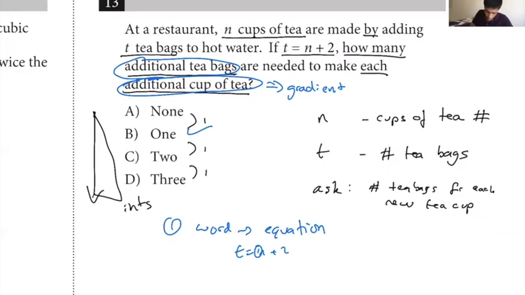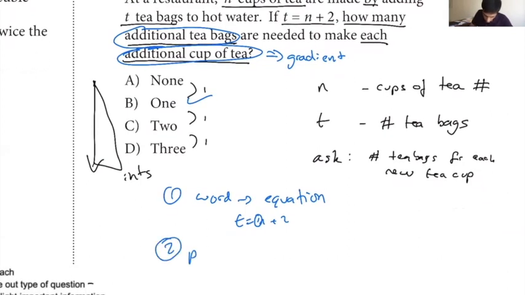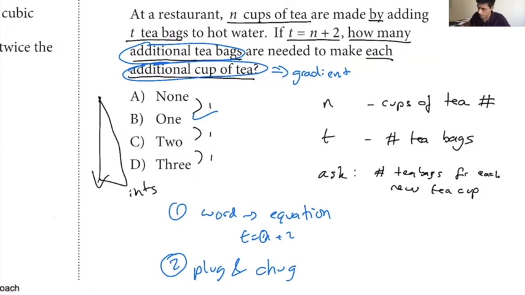The other way we can do this is plug and chug. So can anyone think of what we are plugging and chugging? If you can, just write it in chat. This one's a little tricky. But what can we possibly plug and chug to try and get the answer?